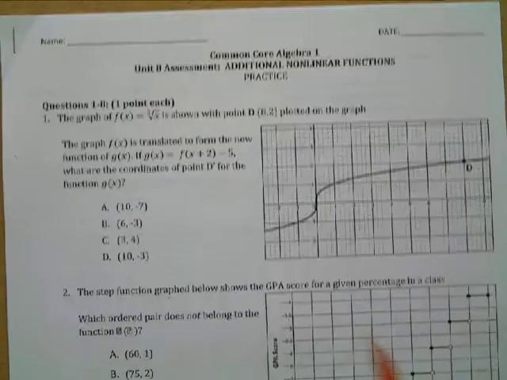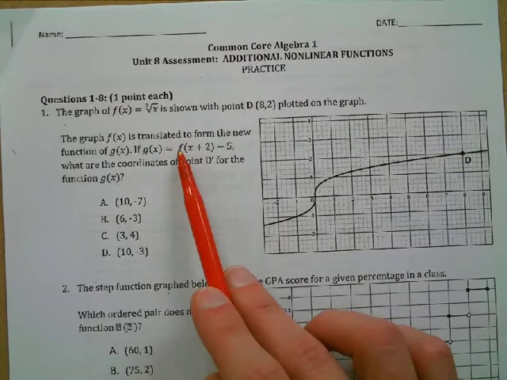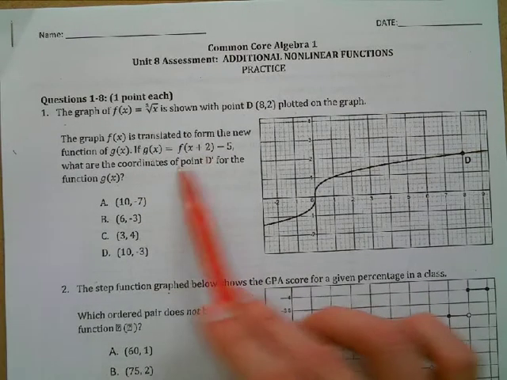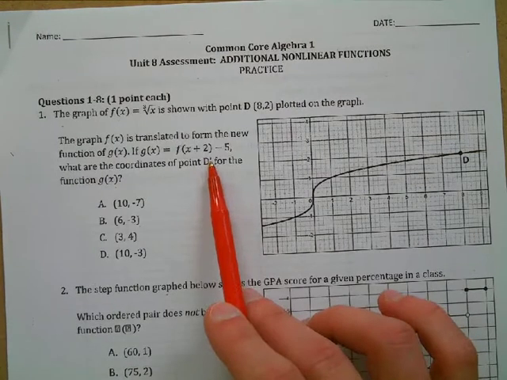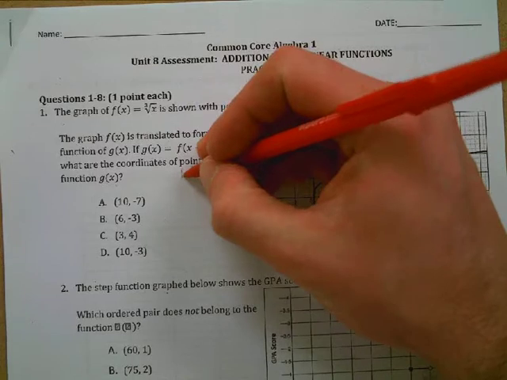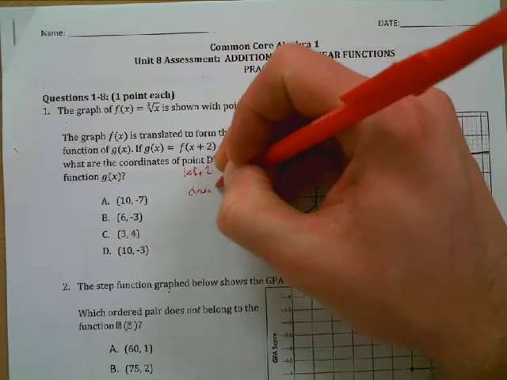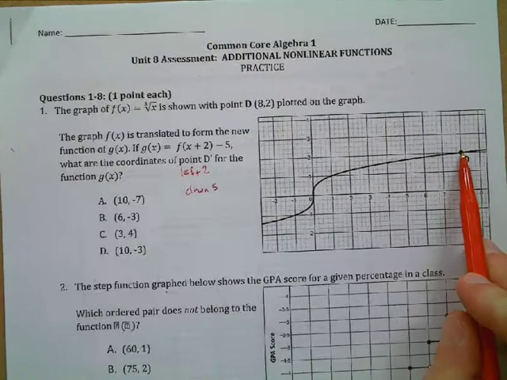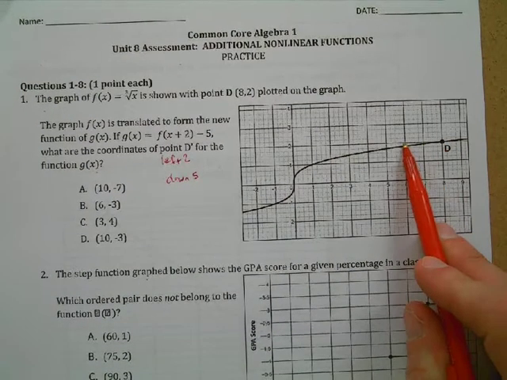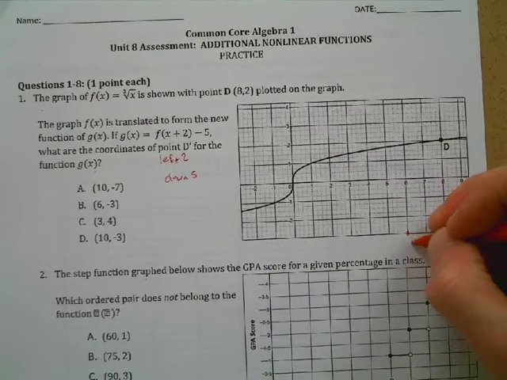Okay, so what kind of transformation? g is f, but it's transformed. How is f being transformed to get g? What kind of transformation do we see here? Left 2 and then? Down 5. Down 5, right? So left 2, okay, down 5. So point D will also be transformed in the same way. So all we have to do is just count. Left 2, down 1, 2, 3, 4, 5. And there is where point D prime will be.